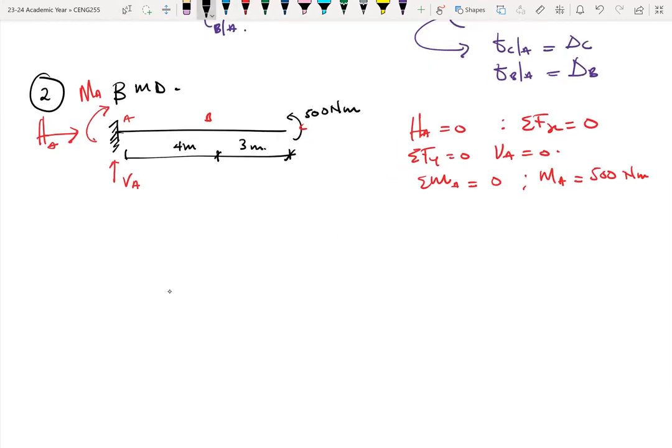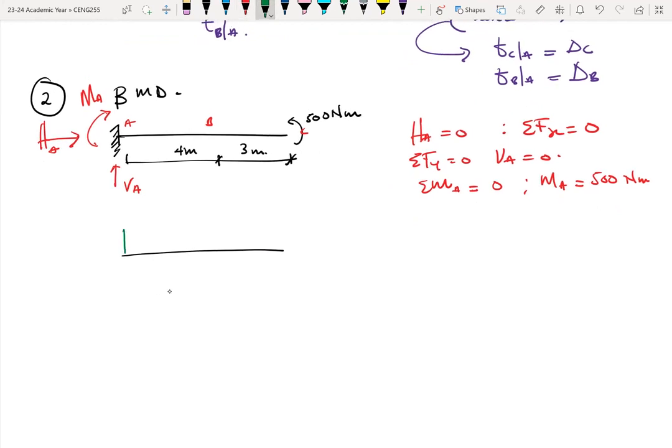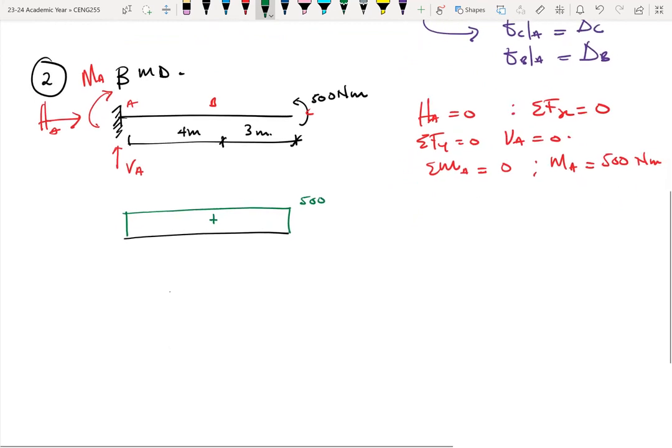Okay, so my bending moment diagram will take the shape. So I have the beam. Okay, and this is a sagging moment, so it's positive. So I have this as my moment diagram. Okay, so each side is 500, so it's constant. Okay, so this is a moment diagram. It looks quite strange, but this is how they look.